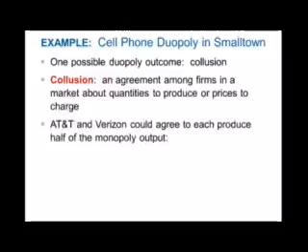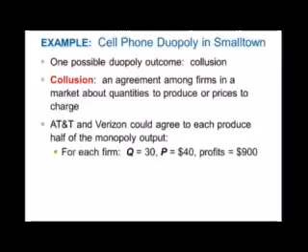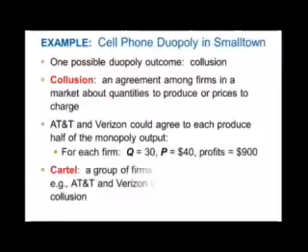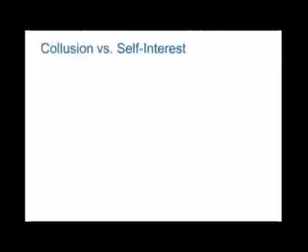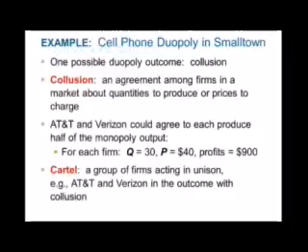So AT&T and Verizon in this case could agree to split the small town into east and west, or north and south. You provide service to the north, I'll provide service to the south, and we each get half the monopoly profits. Then for each firm, quantity is 30, price is 40, and profit is 900. This is also known as a cartel, a group of firms who act together. The most famous example of a cartel is OPEC, the Organization of Petroleum Exporting Countries.